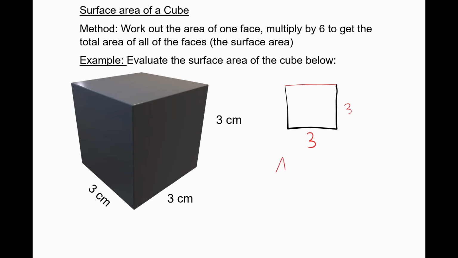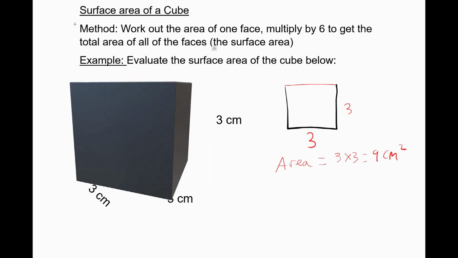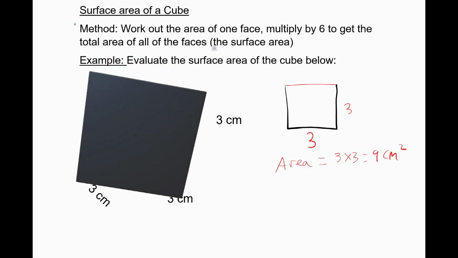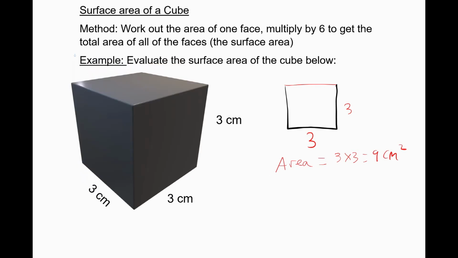The area is going to be length times width, so if I want the area of that one face, that's going to be 3 times 3, which is 9 centimeters squared. A cube has 6 faces: 1, 2, 3, 4, and there's the one on the top and the one on the bottom. So what we need to do is multiply that by 6. So I just do 9 times 6, which is 54, and the units are centimeters squared. So that would be the surface area of the cube.